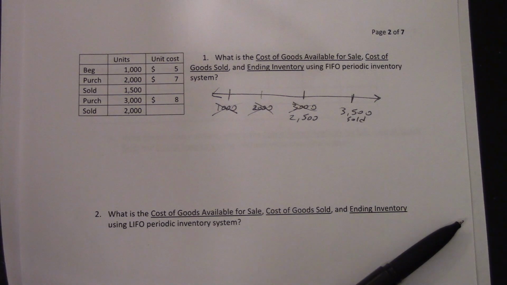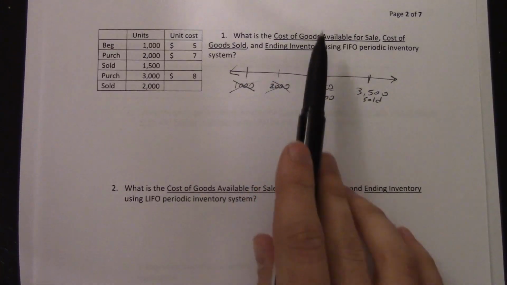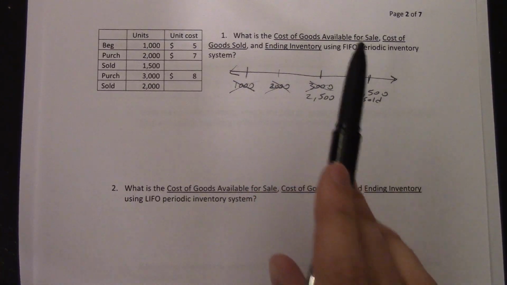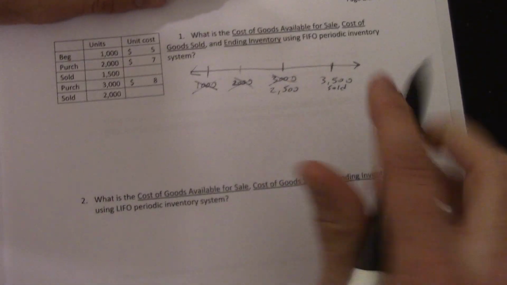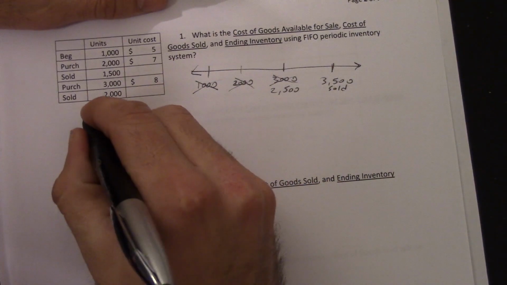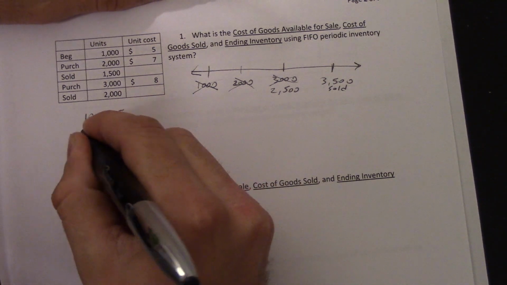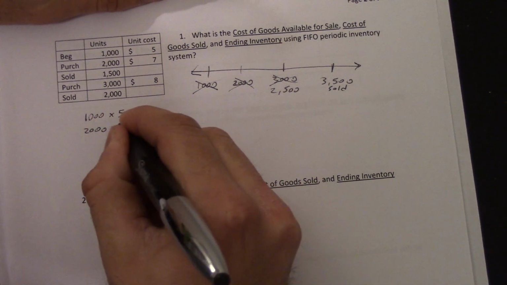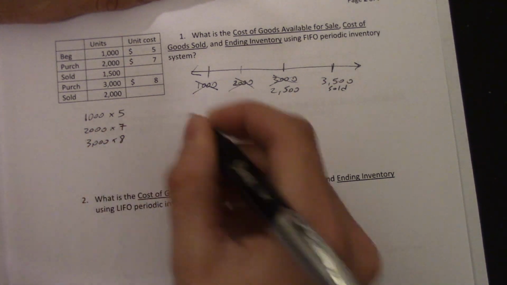Now, the question is asking what our cost of goods sold is, what our ending inventory is, and what our cost of goods available for sale is. To figure out cost of goods available for sale, we obviously look at all the units that we had available to sell originally. So we had 1,000 units at $5 each, 2,000 units at $7 each, and 3,000 at $8.